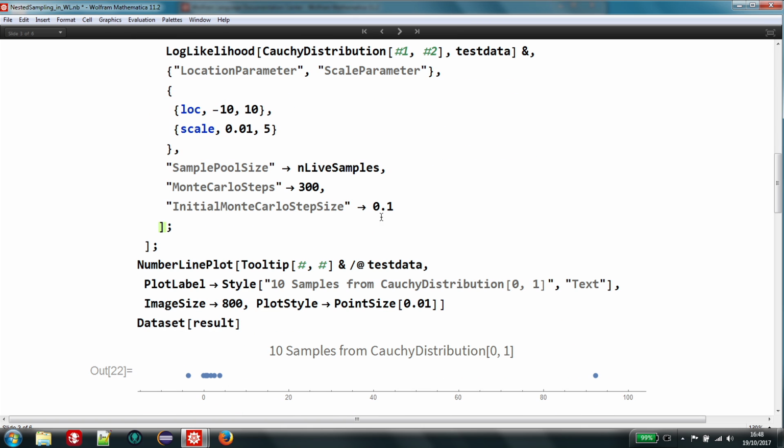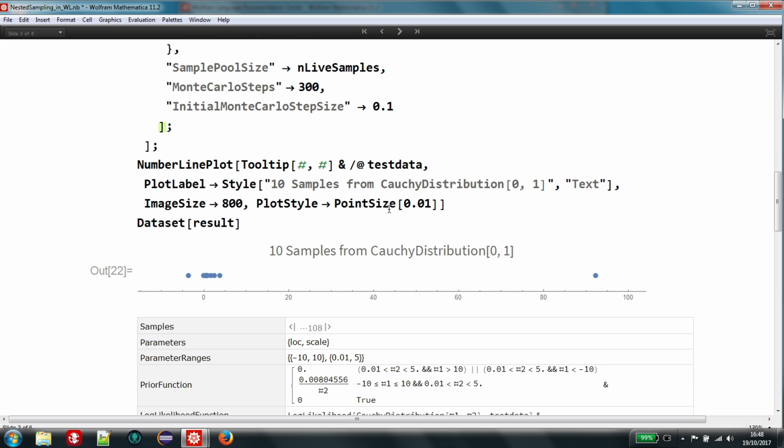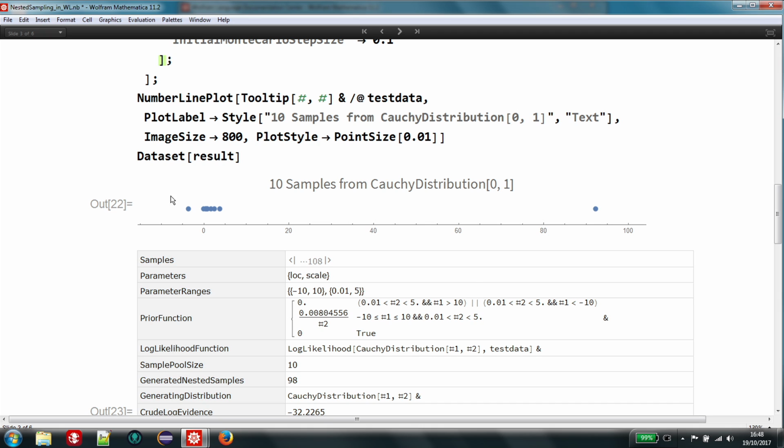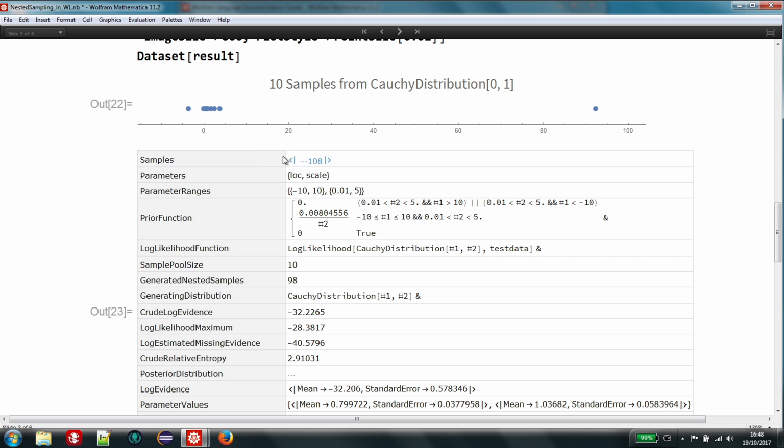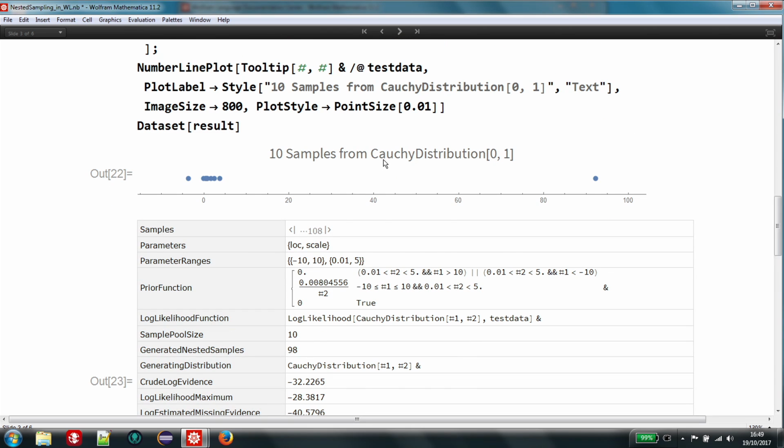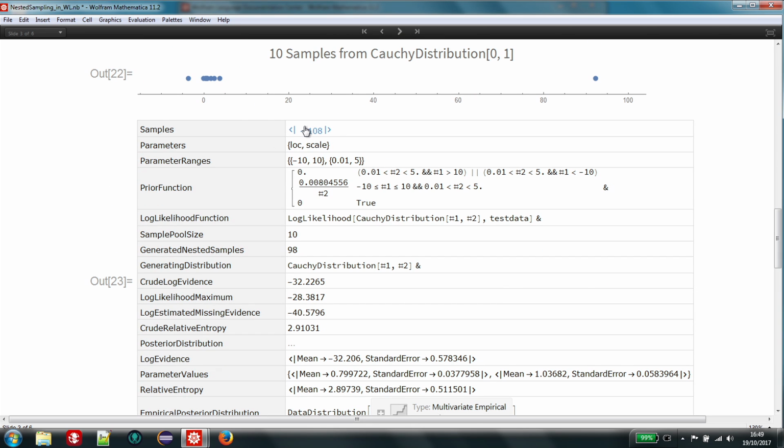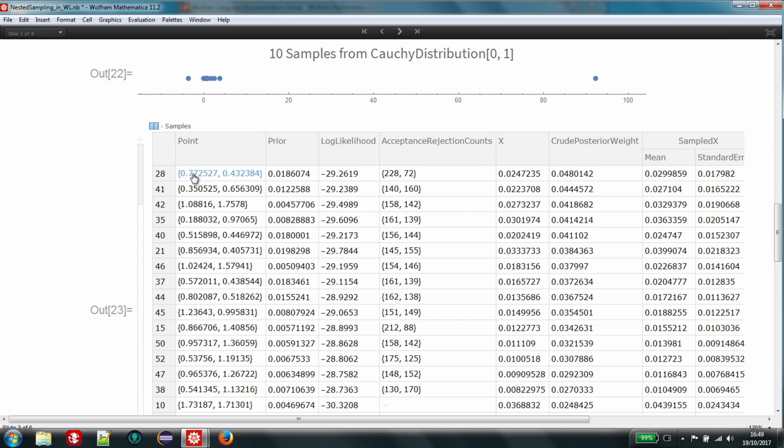So these are some options. It's not important right now. These were the data that I drew. So you can see those 10 samples. One of them is a huge outlier, which is something that's not uncommon for Cauchy distributions. And then here is my result, which I present as a data set. And the nested sampling algorithm also created a bunch of points in the parameter space. So this is a point that has a location parameter of 0.77 and a scale parameter of 0.4.